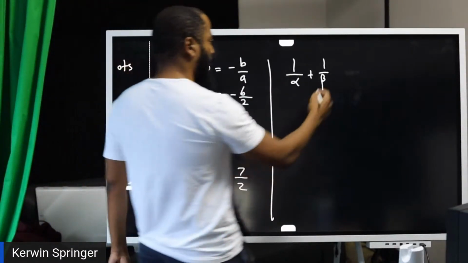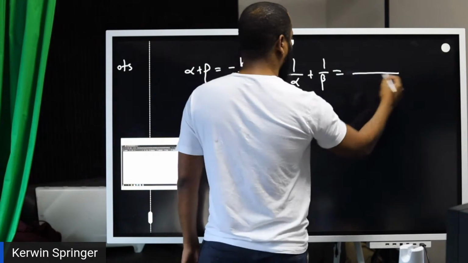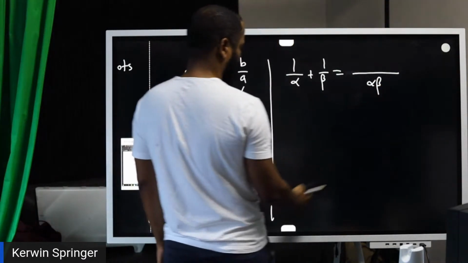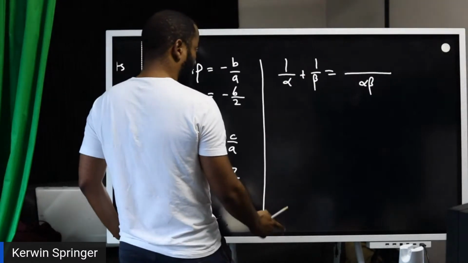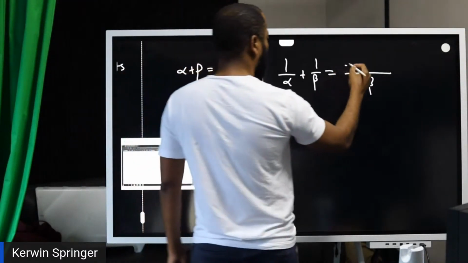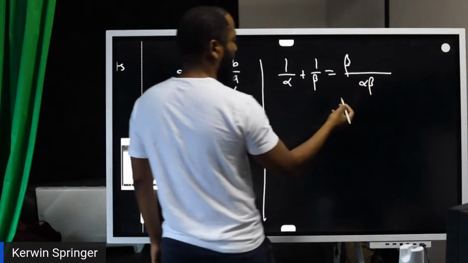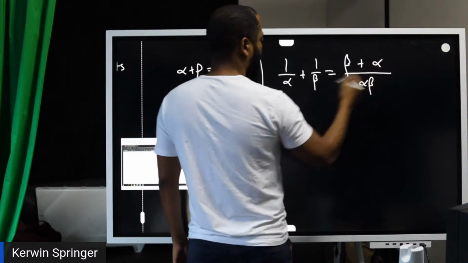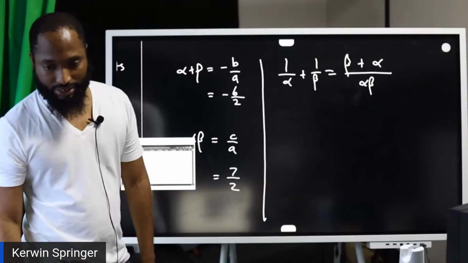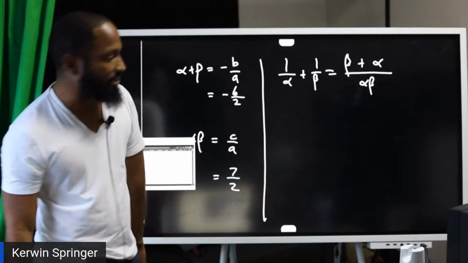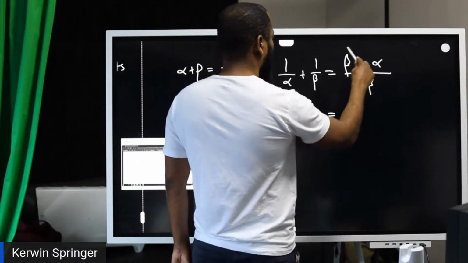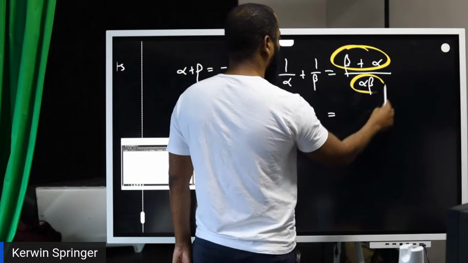So 1 on alpha plus 1 on beta, you get the LCM is alpha beta, and then alpha could go into this beta times. So you get beta on top here, and beta could go into this alpha times. You multiply by the 1, right? So it's an LCM factorization thing. So this is really equal to the sum divided by the product.